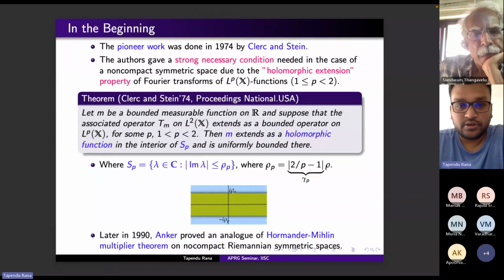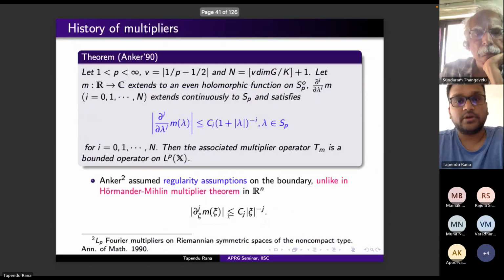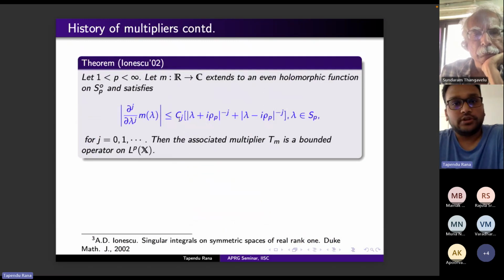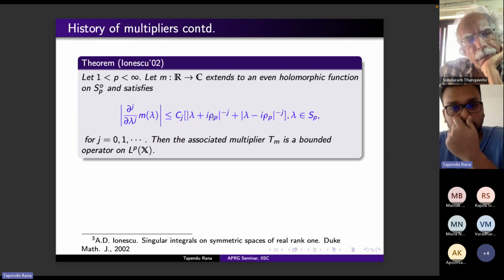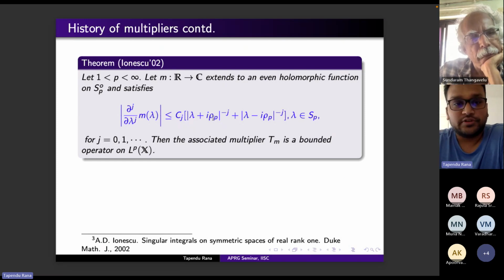This is plus i rho p and this is minus i rho p. Ionescu showed that if you assume that m derivatives of m satisfy this kind of inequalities, that means the derivatives of m have singularity at plus minus i rho p, the boundary of S_p, then the associated multiplier operator is a bounded operator on L^p(X).